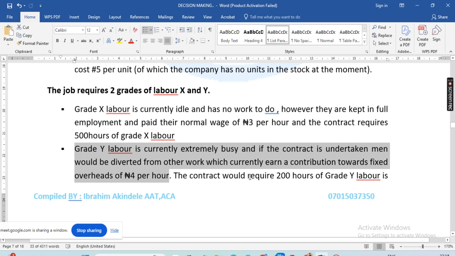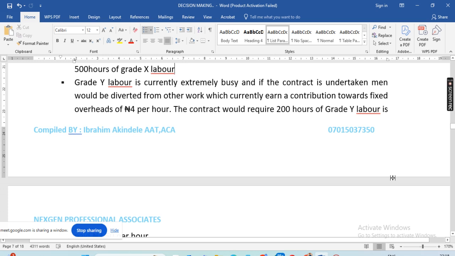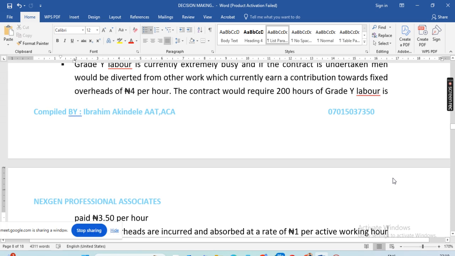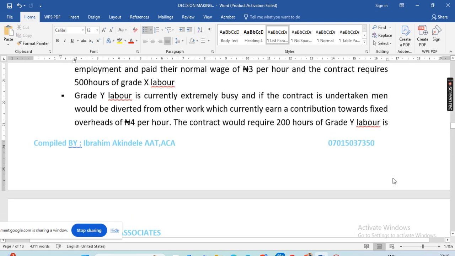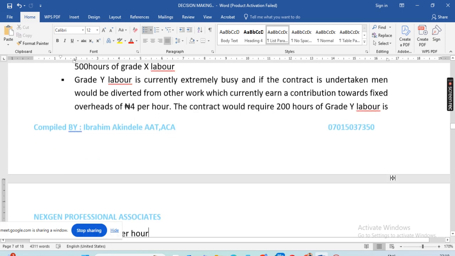The contract would require 200 hours of grade Y labor. Grade Y labor is paid 3 naira 50 kobo per hour. Class, it is paid what? Now, class, who can tell me the relevant cost?